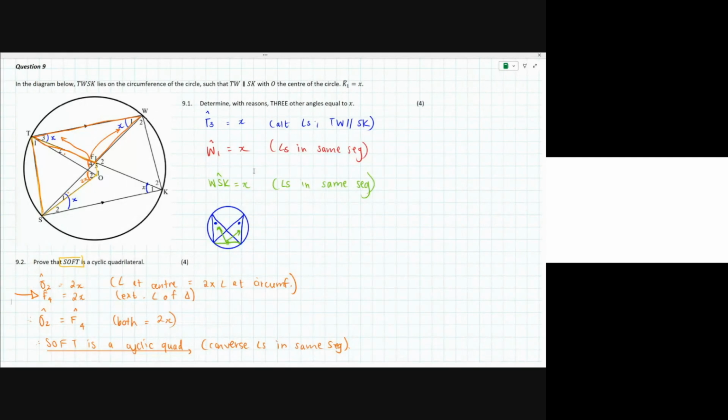Ma'am, so I understand how you used O2 and F4. Would it be complicated trying to prove basically that S1 is equal to T2, since they're also reason in the same seg?